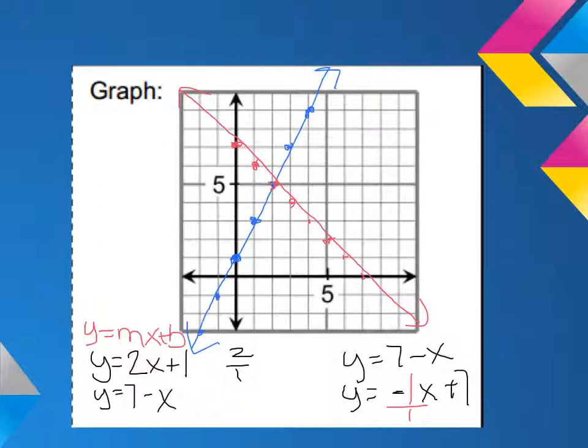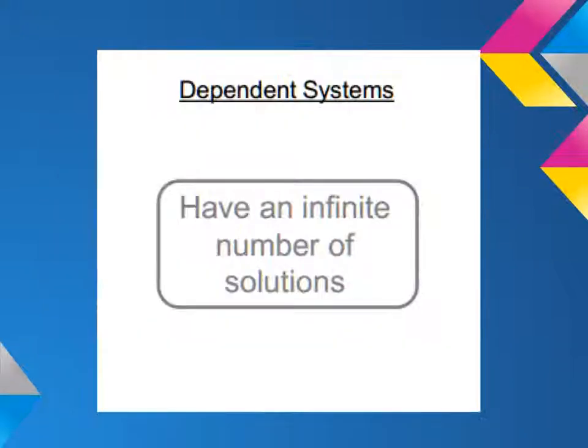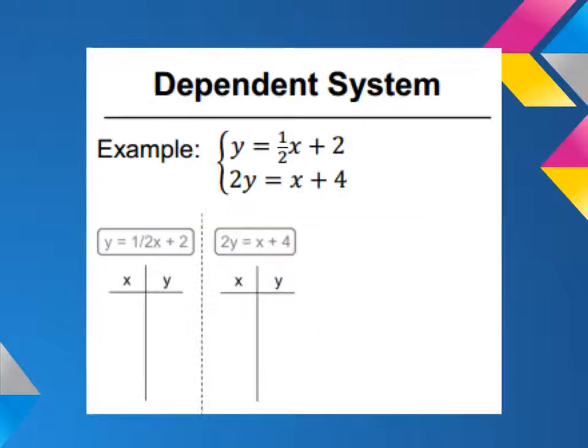The ordered pair for our solution is 2, 5. This is an independent system. It only crosses in one spot. Looking at our next tab, a dependent system has an infinite number of solutions.